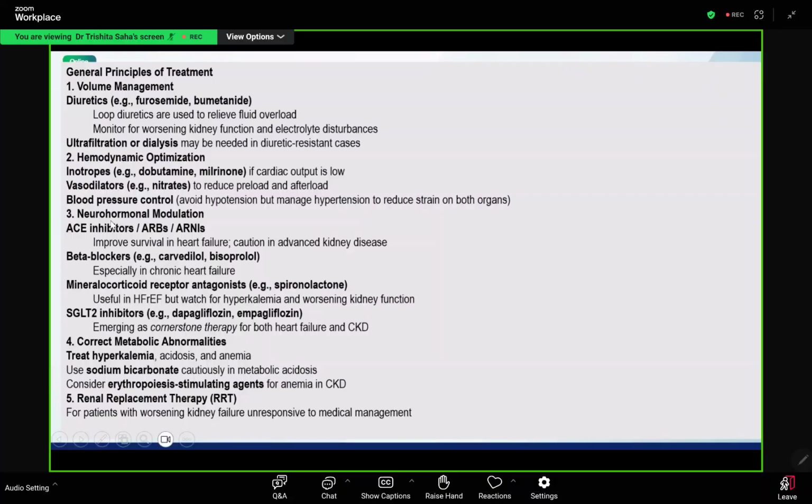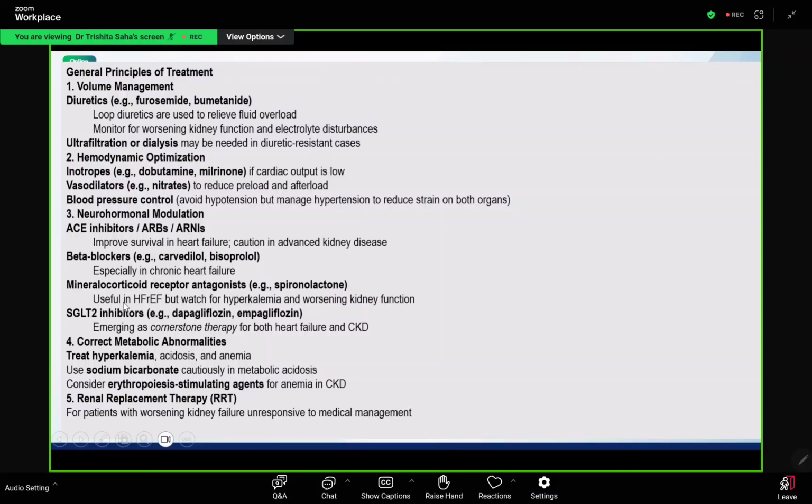Then there is neurohumoral modulation using ACE inhibitors, ARBs and ARNIs, which are important. They improve the survival in heart failure, but should be used with caution in advanced kidney disease. Use of beta blockers, carvedilol and bisoprolol, especially in chronic heart failure patients. Mineralocorticoid receptor antagonist is useful.